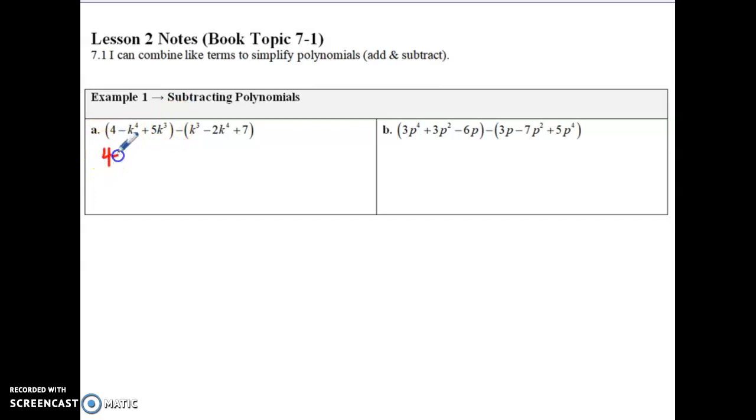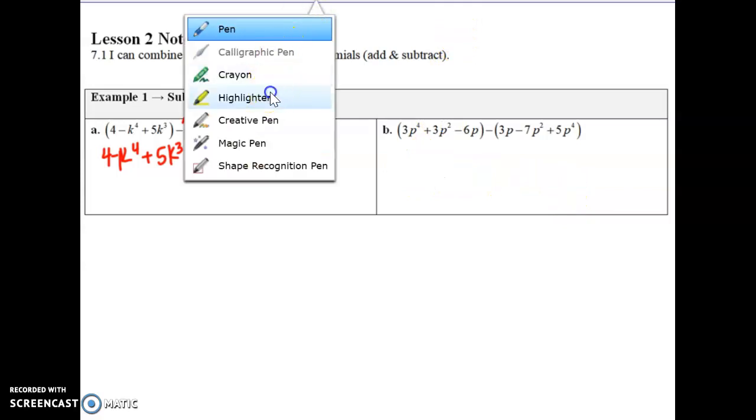My first group is going to stay the same. But for my second group, when I have a minus sign there, I'm actually distributing a negative. So that k to the third becomes a minus k to the third. Then minus 2k to the fourth becomes a plus 2k to the fourth. And the plus 7 becomes a minus 7. Once I've done that, everything else is the same.